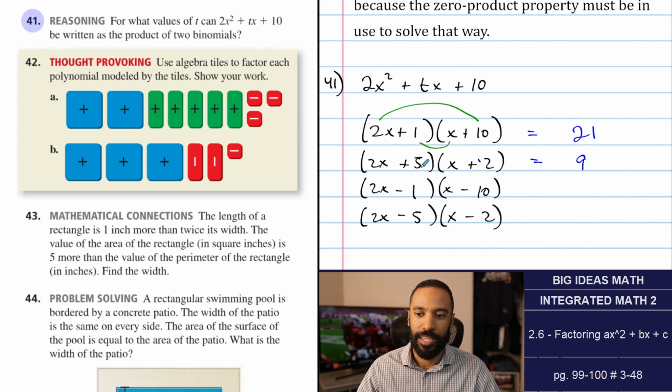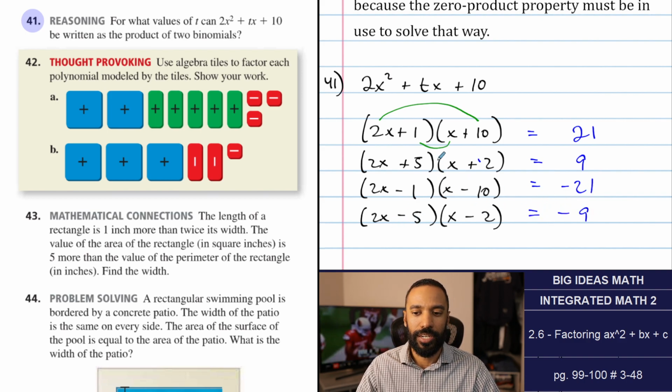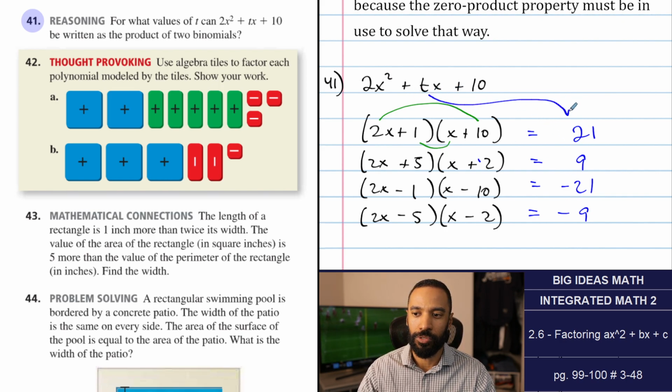And you know what this is going to be? Negative 21 and negative 9. We couldn't have done ones with 10 here and 2 here because that would lead to even numbers, which would lead to a GCF of 2, which we're not allowed to have for this scenario. So these are the different values of t that are possible.